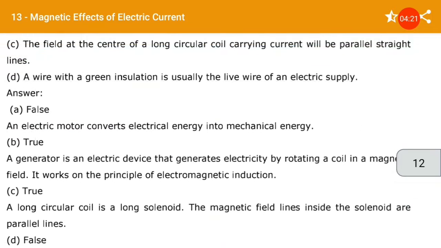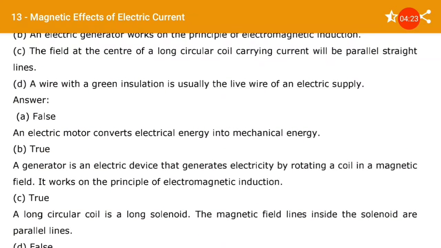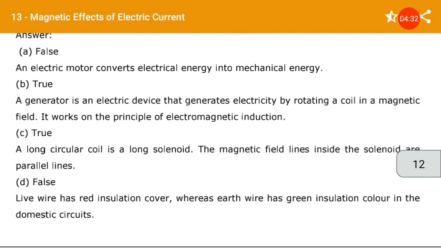Question D. A wire with a green insulation is usually the live wire of an electric supply. So it is false. A live wire has a red insulation cover, whereas the earthing wire has green insulation color in the domestic circuit.